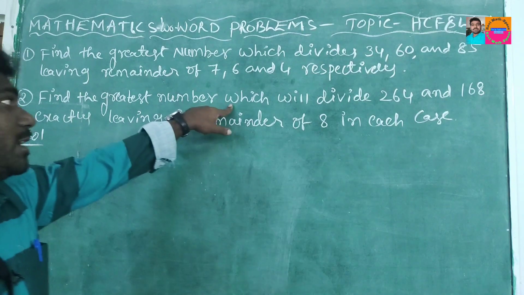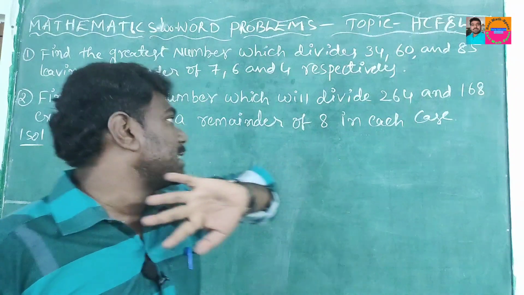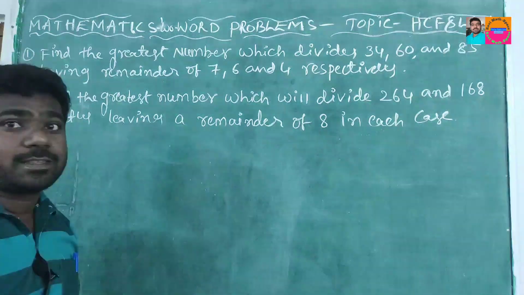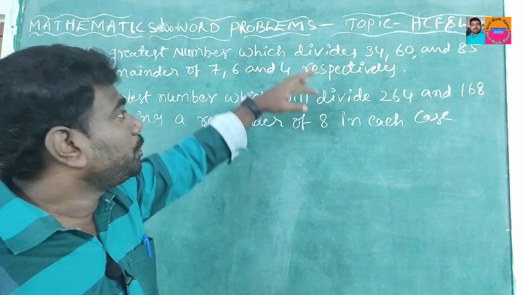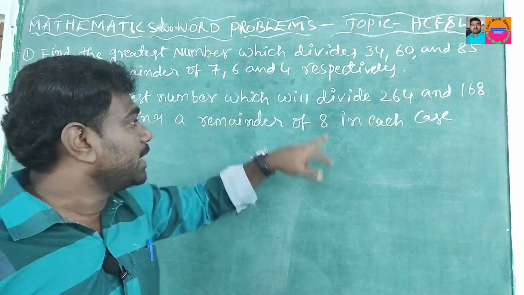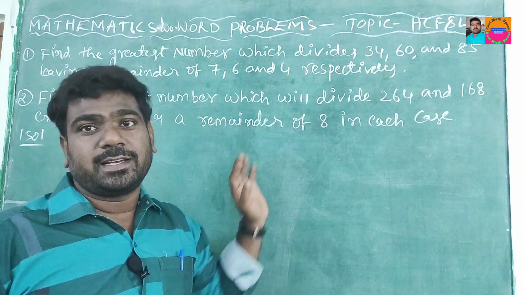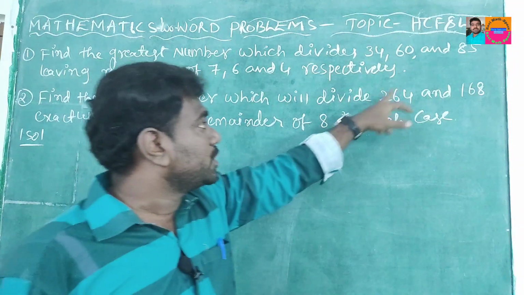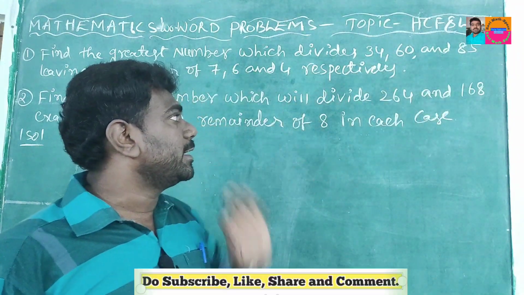Find the greatest number which will divide 264 and 168, exactly leaving remainder of 8 in each case. Let's see how to observe this question and the previous question. Here 3 numbers were getting 3 different remainders, but here there are 2 numbers, and in both cases the remainder is common. Meaning, when this greatest number divides 264 you will get remainder 8, and 168 also gives remainder 8.